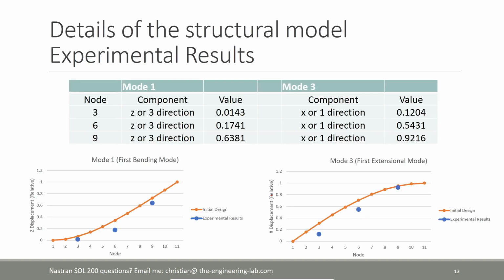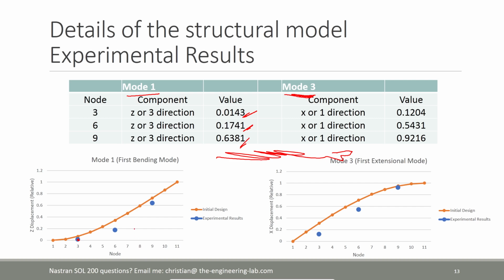So here is our experimental data. For each blue point, so here's this blue point, for example, this is a corresponding experimental value. This is the experimental value for node 6 and 9, and then this is for mode 1. We want to do correlation for both modes 1 and 3. So this is all the experimental data that you see here that we're going to need for this example.